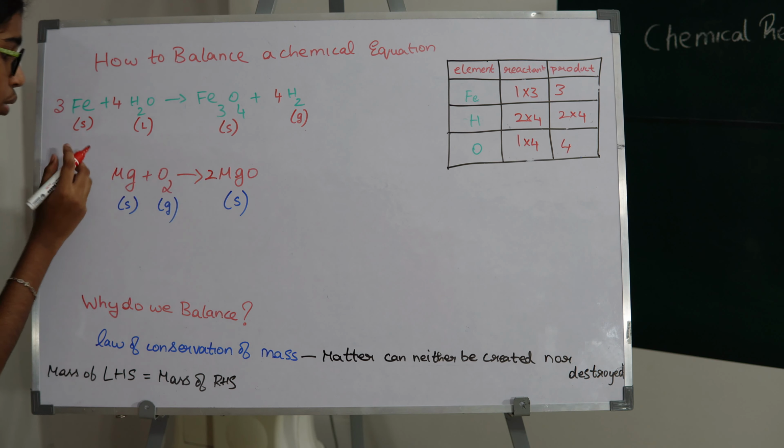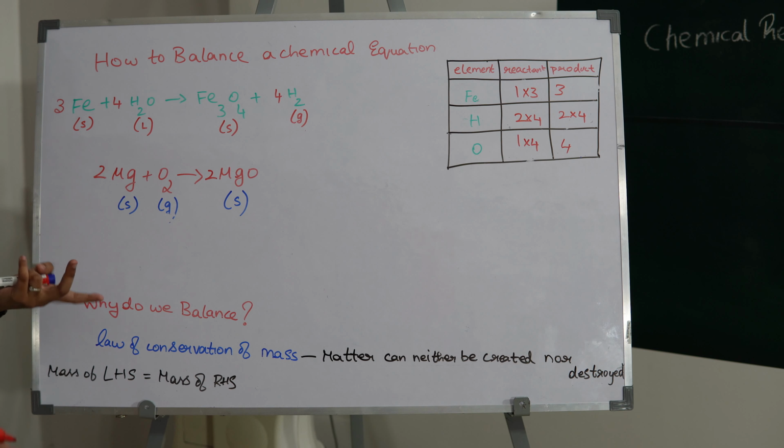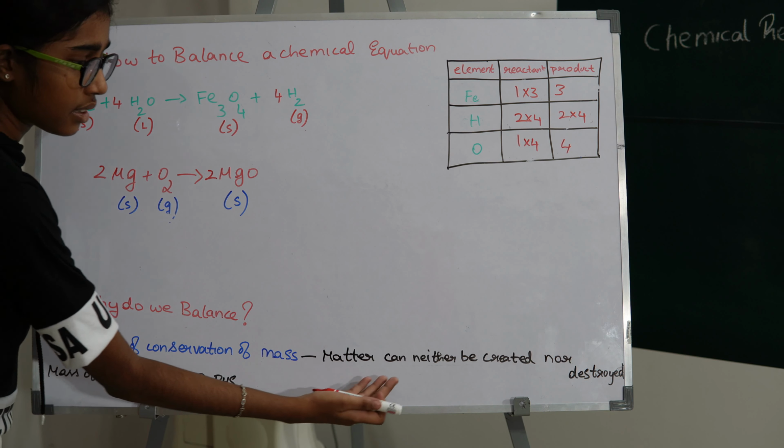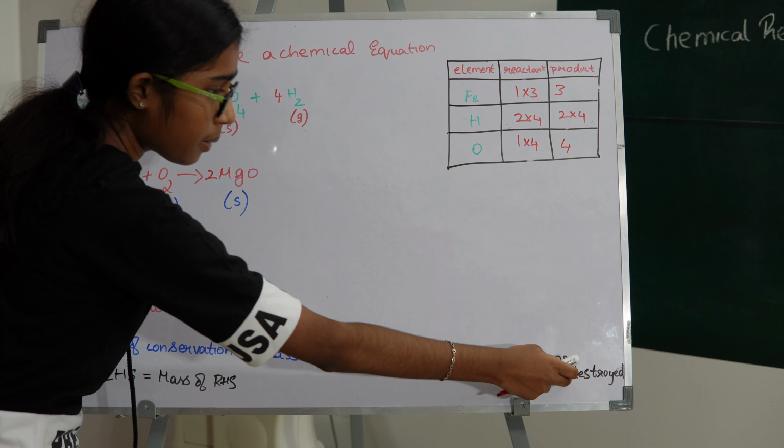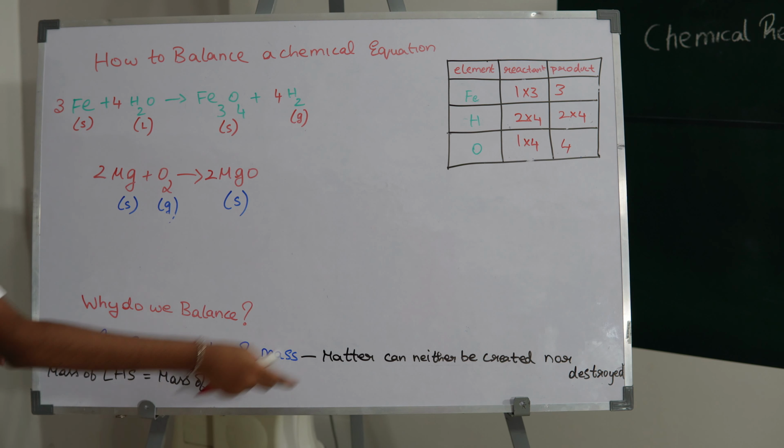Now we have to add 2 over here, and now this is a balanced equation. So why do we need to balance the equation? Because of the law of conservation of mass, which is that matter can neither be created nor be destroyed. And also the mass of the left hand side, which is the reactant, should be equal to the mass of the right hand side, which is the product.